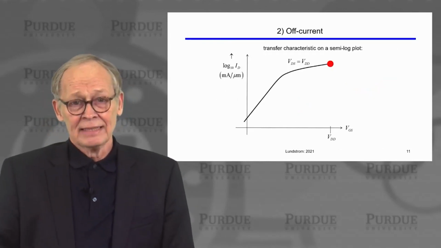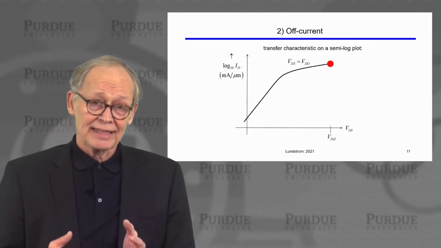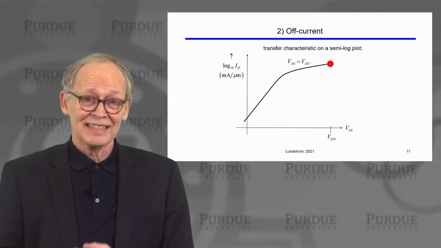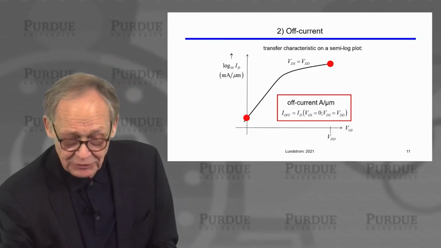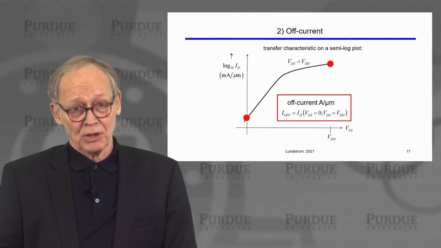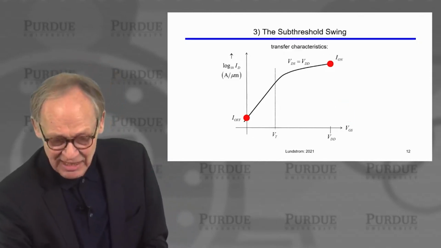The off current, well, if we have a low voltage on the gate, lower than the threshold voltage, the switch should be off. It isn't completely off. There is some current there. We call that the off current. We'd like that to be as small as possible.